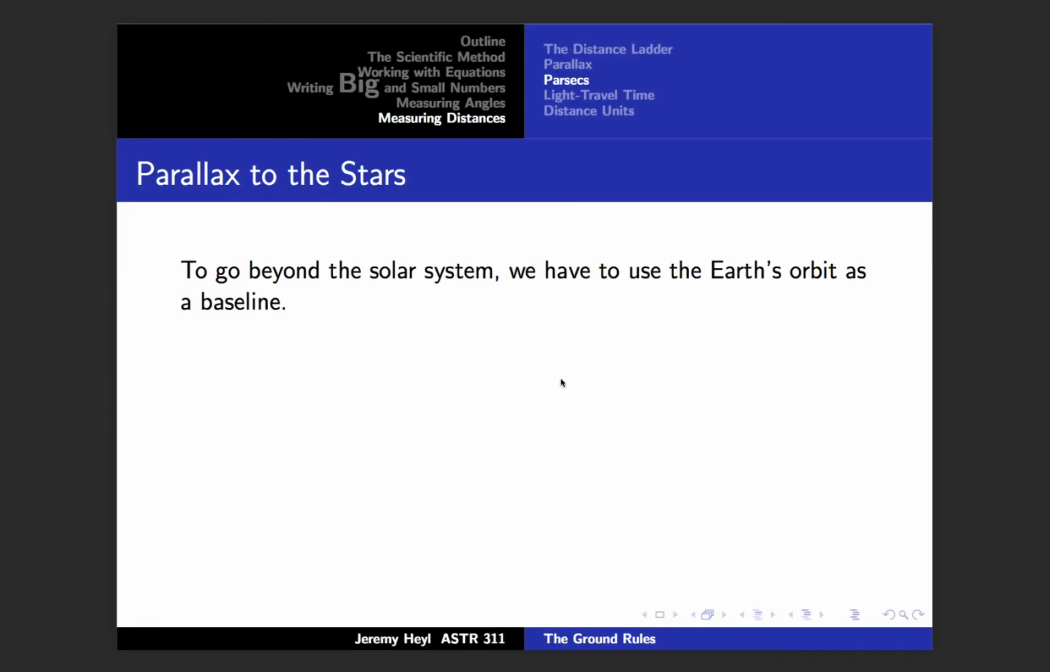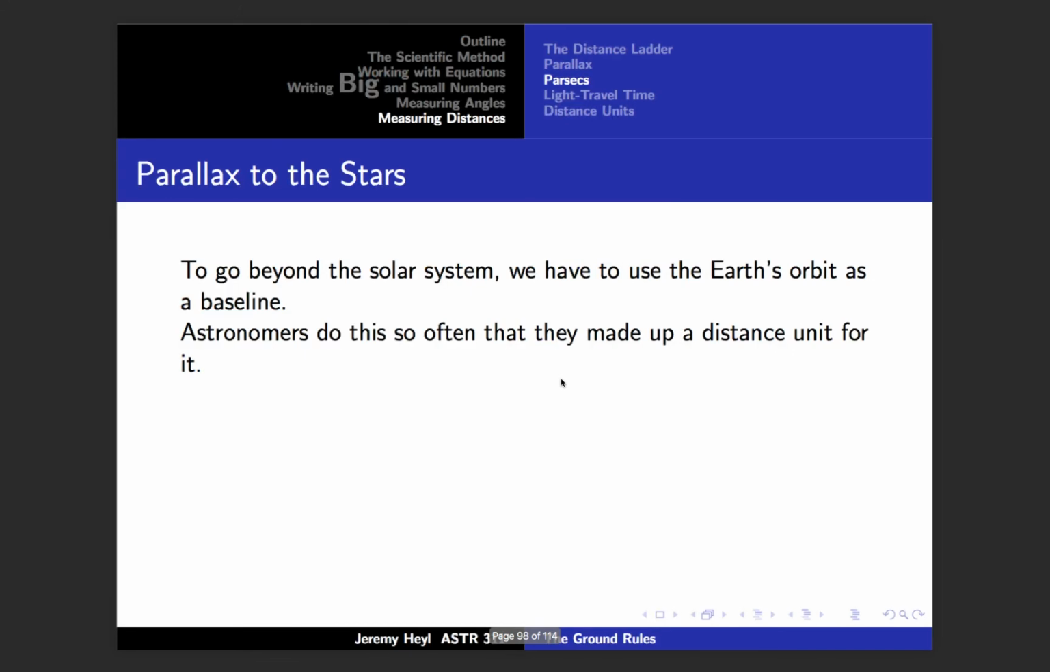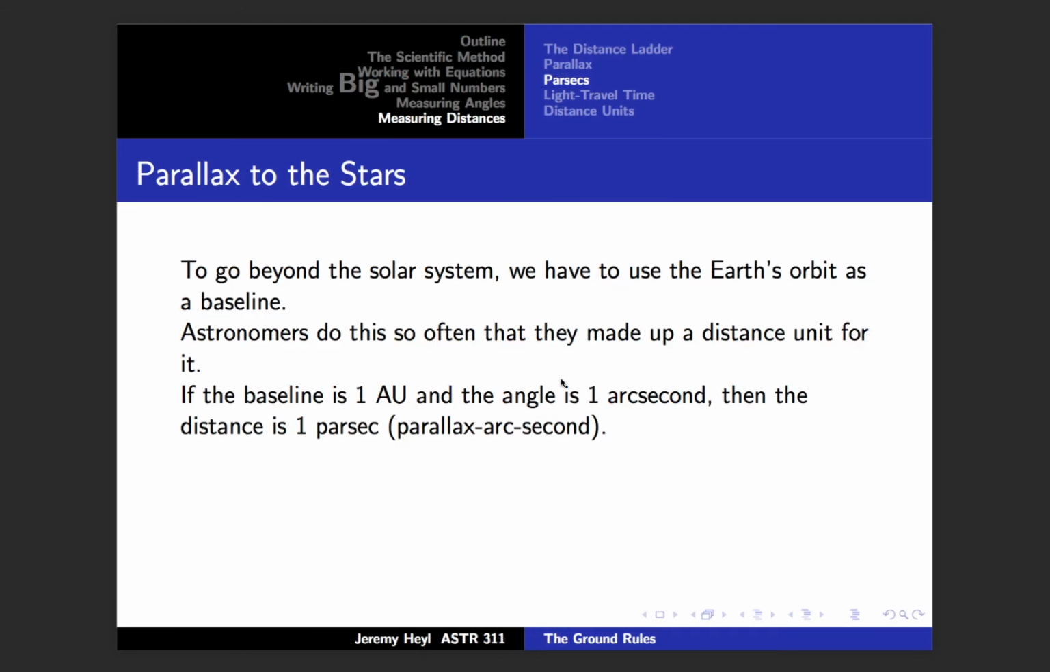And to do this, we use the Earth's orbit as a baseline, and we do this all the time. So we make up a distance unit for it. If the baseline is 1 AU, and the parallactic angle is 1 arc second, we say the distance is 1 parsec. So that's the distance that we use in astronomy. We do that to make the math easy for us.